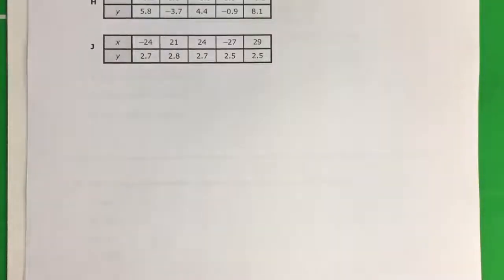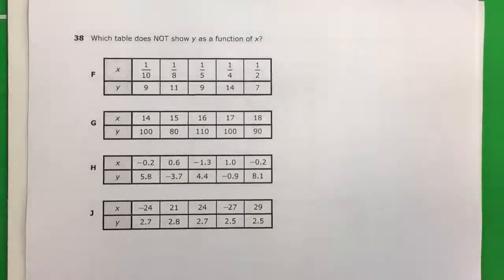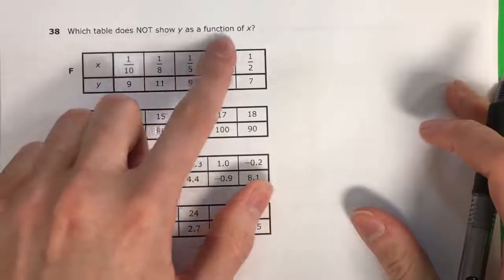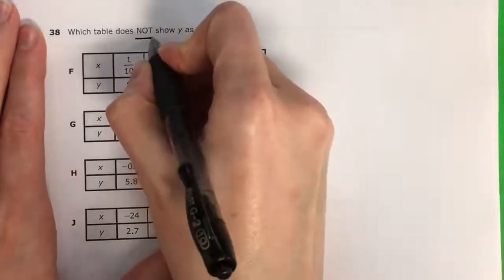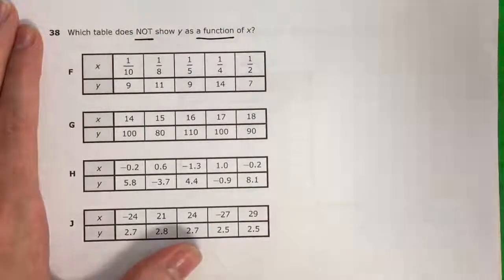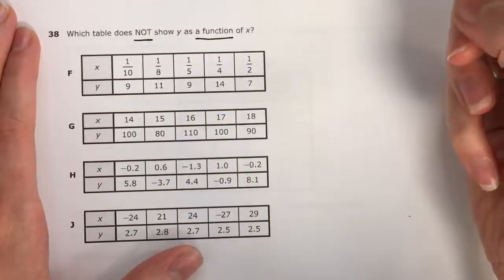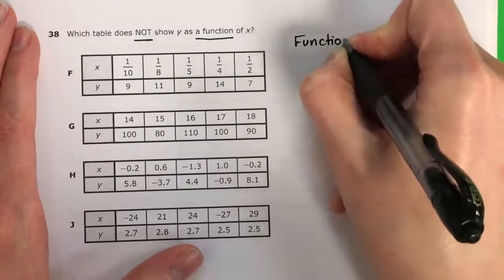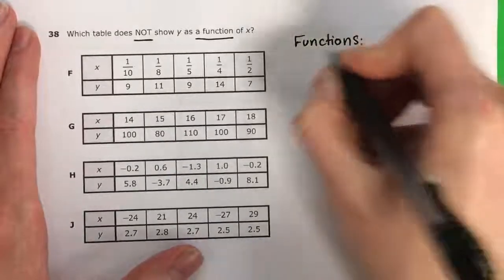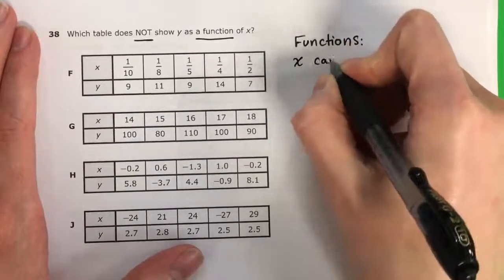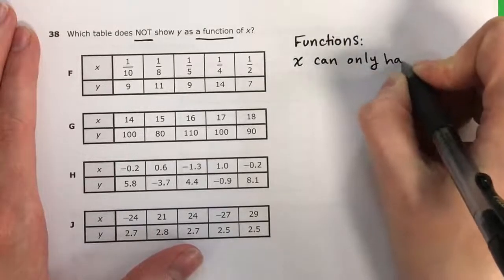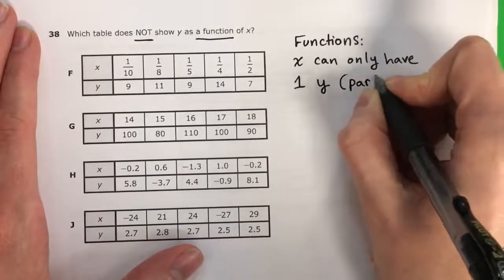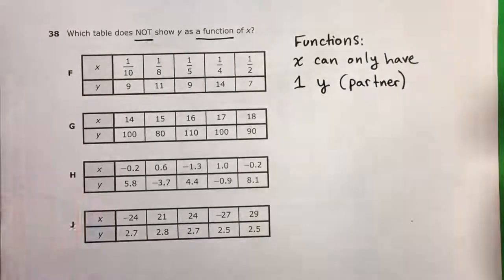Okay, let's try number 38. Which table does not show y as a function of x? So we want not a function. Okay, so let's talk about functions and non-functions. So functions, remember x is important. For functions, x can only have one y or partner, right? So x can only have one partner, y.